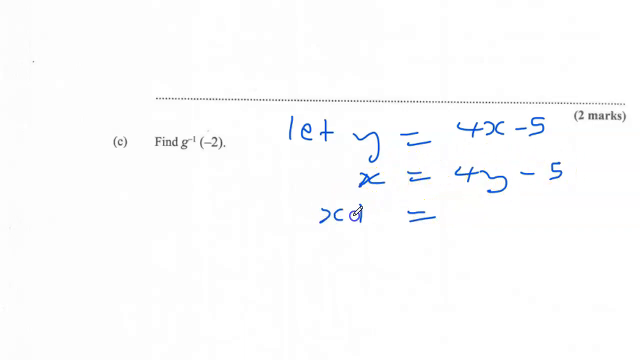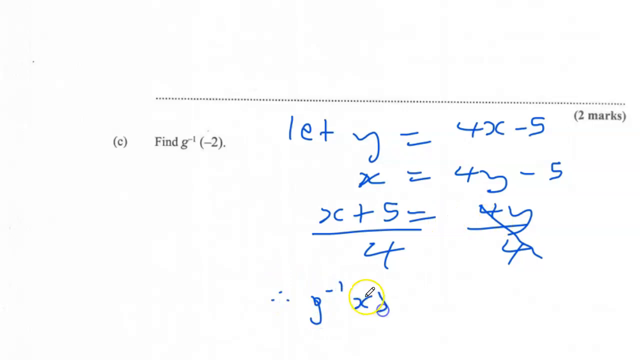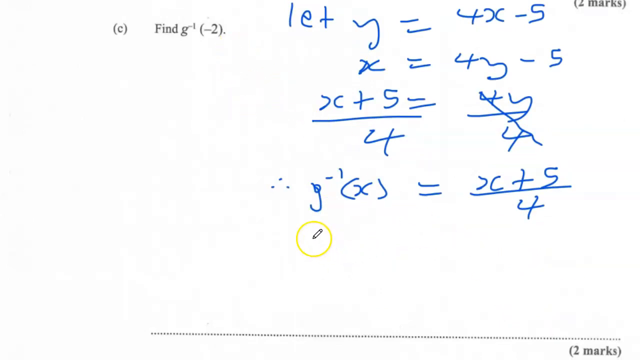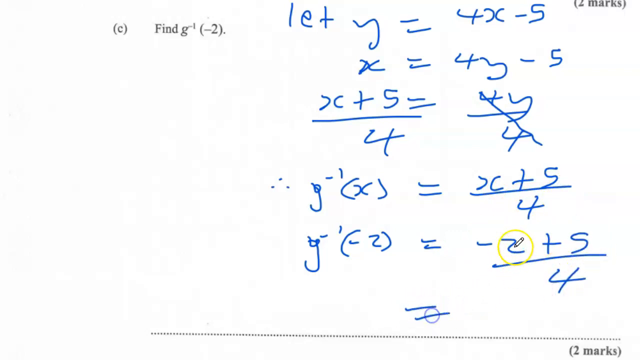We end up with x plus 5 equal to 4y. We transpose for y, so we divide both sides by 4. Whatever you have for y, that's your inverse function. So g inverse of x is equal to x plus 5 over 4. And g inverse of negative 2 means we replace x with negative 2. So it becomes minus 2 plus 5 over 4. Minus 2 plus 5 is positive 3, so it's 3 over 4.